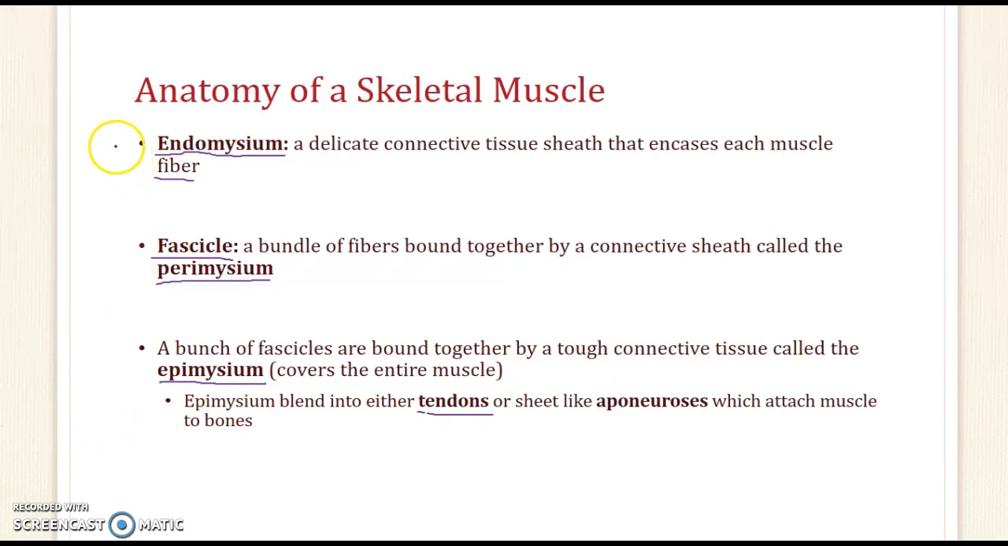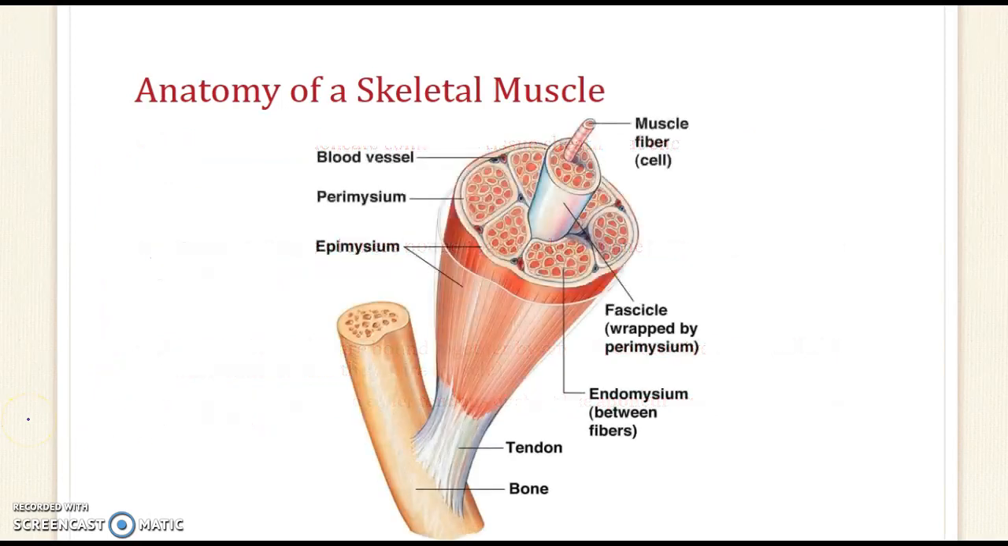So this is our smallest up here, one fiber surrounded by the endomysium, and then we get larger into the whole muscle. So this is the largest down here. So if we look, this is how it's arranged. And I think they kind of look like bundles of asparagus. That's why I like to use that example.